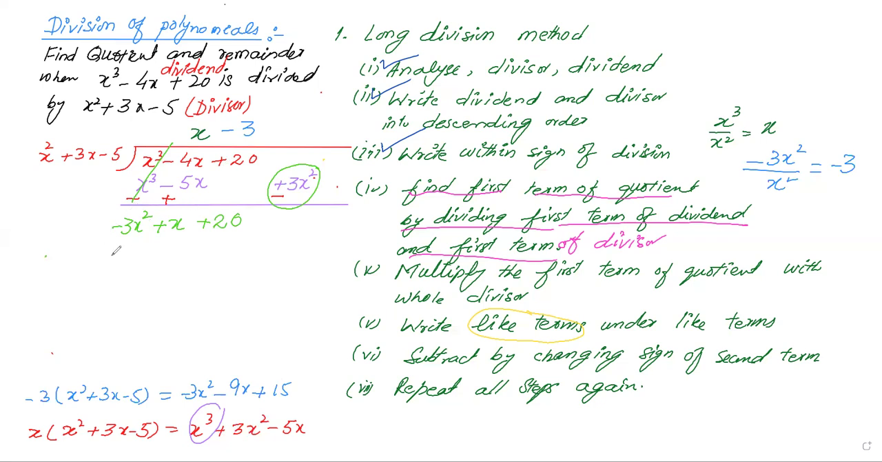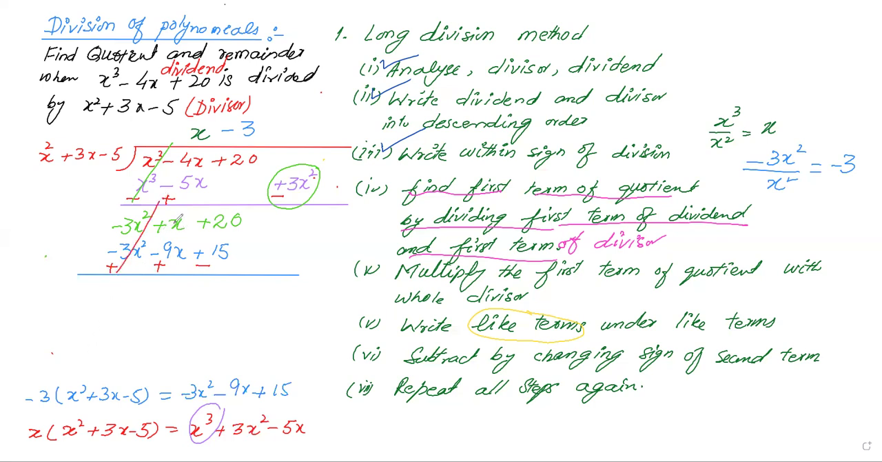So write the terms over here, minus 3x square. Then you have minus 9x over here. Then you have plus 15 over here. Now you have to subtract. And subtraction is only possible when you change the sign of the second term. So minus becomes plus, minus becomes plus, and plus becomes minus. The first term will always be cancelled out.